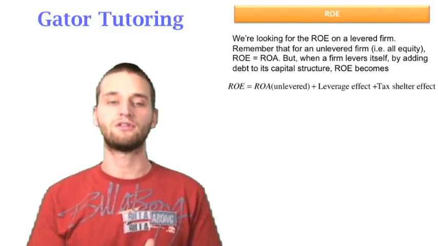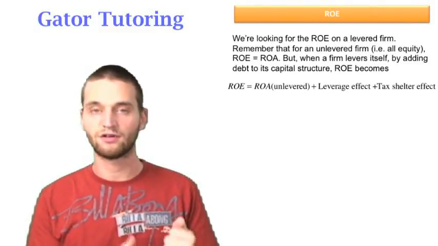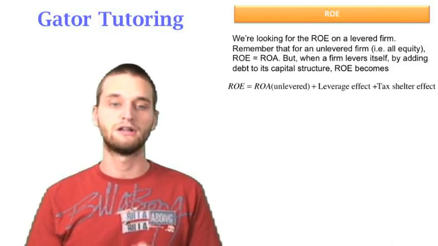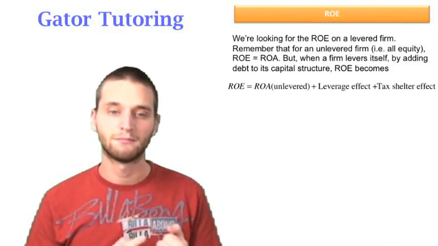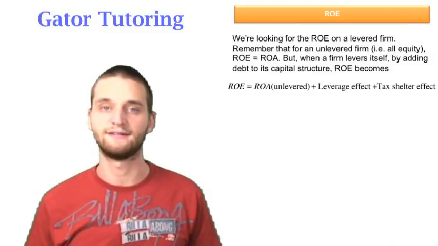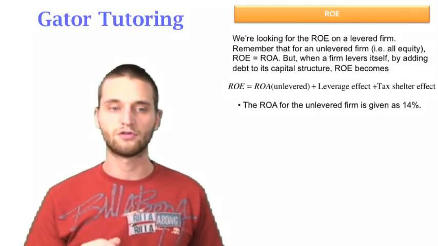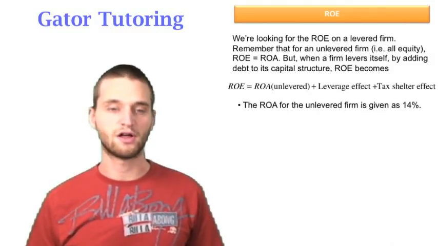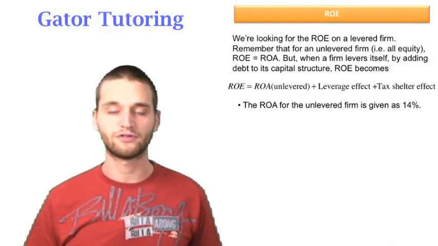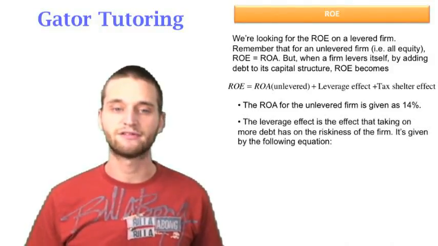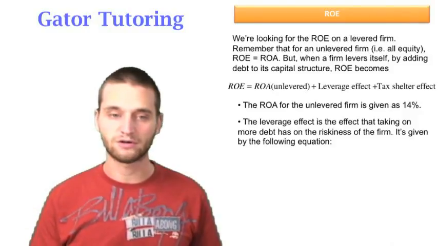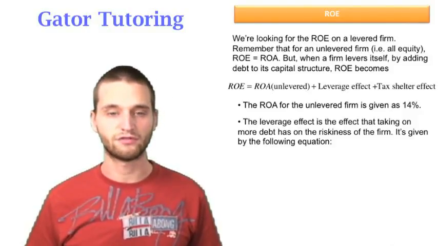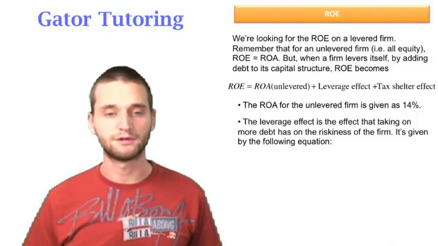The return on equity is equal to the return on assets of the unlevered firm plus the leverage effect that debt creates plus the tax shelter effect that debt creates. So the ROA, the return on assets for an unlevered firm, is given as 14%. The leverage effect is the effect that taking on more debt has on the riskiness of the firm. It's given by the following equation.